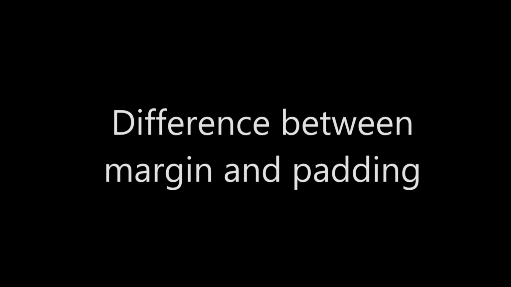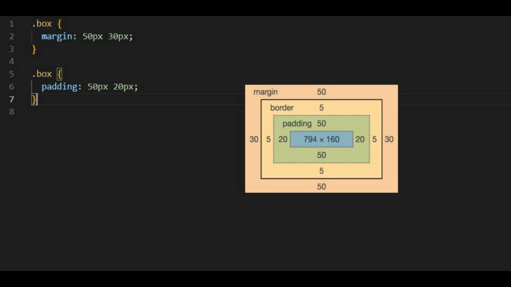Difference between margin and padding. Margin is the space outside the border of an element. It defines the gap between the element's border and the neighboring elements. Margins do not have background color and are transparent. They contribute to creating space and separation between elements.